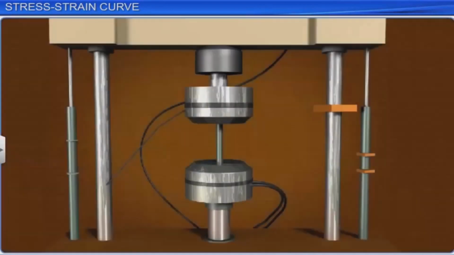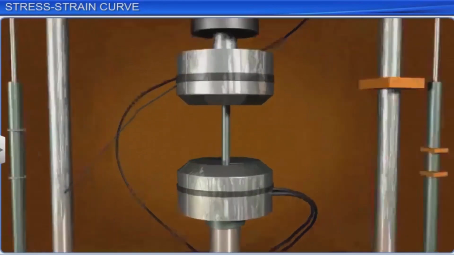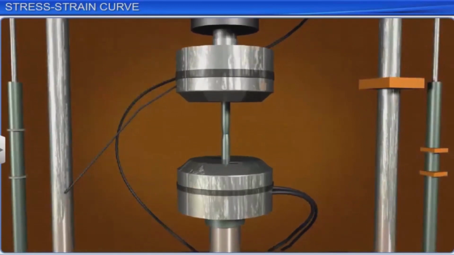In a typical experiment to study the relationship between tensile stress and strain, the material in the shape of a rod or wire is held fixed at one end. The other end of the rod is subjected to a load, which is increased in stages. The elongation of the rod is measured at each stage.